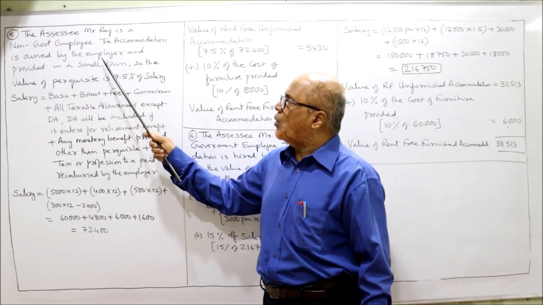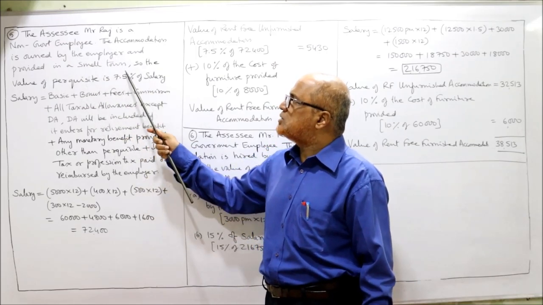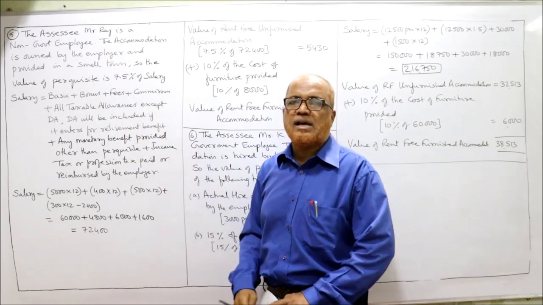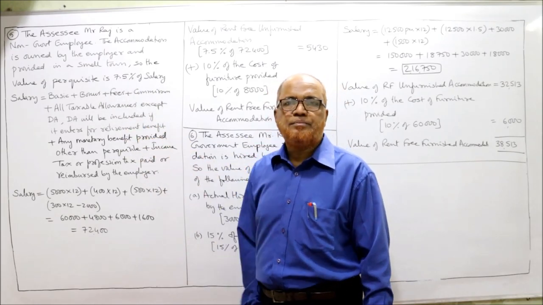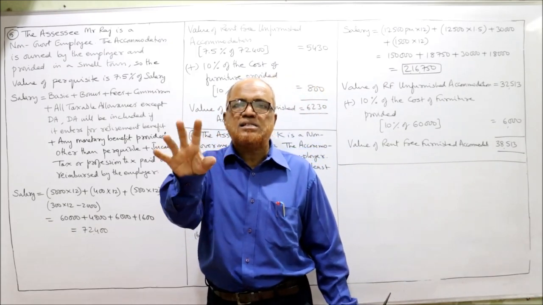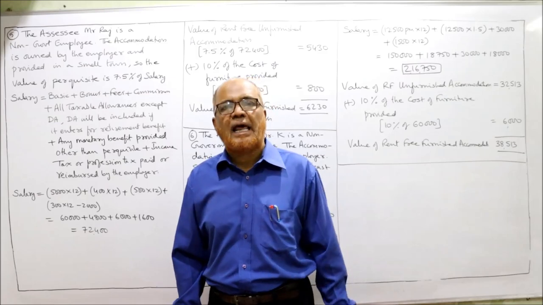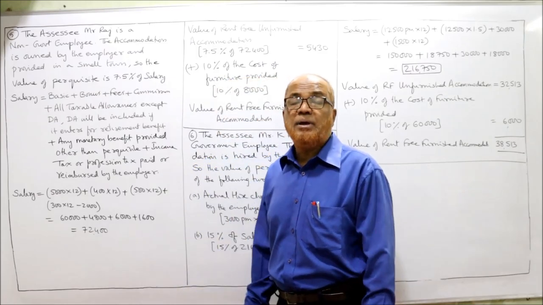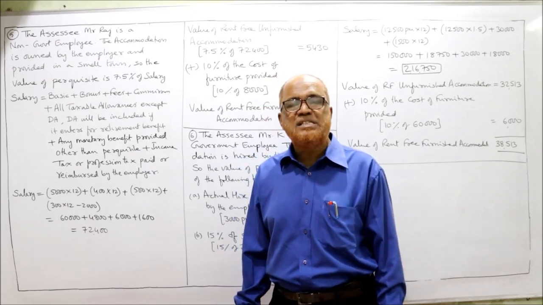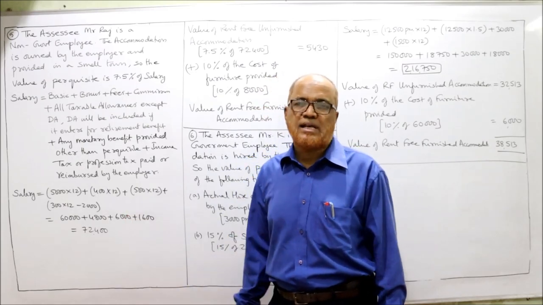The accommodation is owned by the employer and provided in a small town. So the value of the perquisite is 7.5% of salary. That's it. So simply we have to calculate salary, and of that salary, 7.5% we need to calculate. The meaning of the term salary: many students will make a mistake while computing salary.